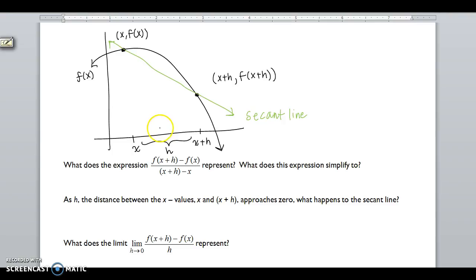So hopefully what you realized is that the numerator is the y value of the second point minus the y value of the first point. And then that's divided by the x value of the second point minus the x value of the first point. So this is actually the slope. This represents the slope of the secant line.